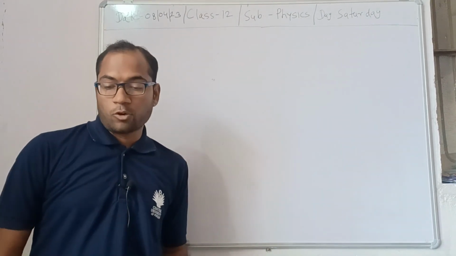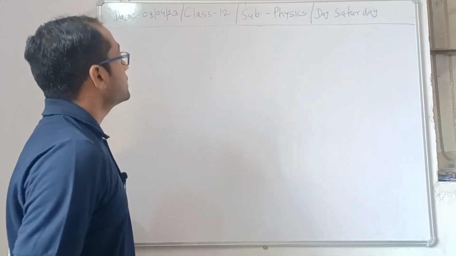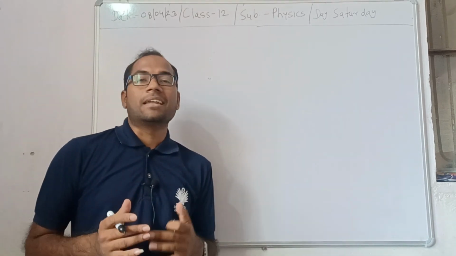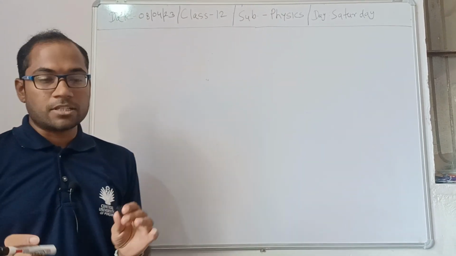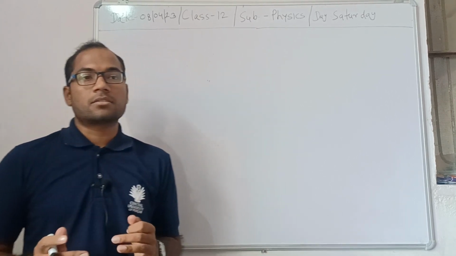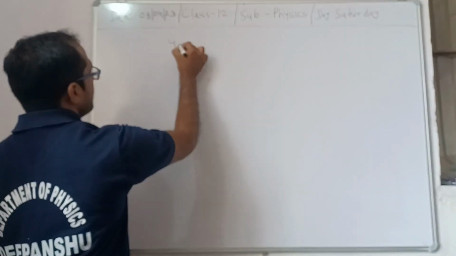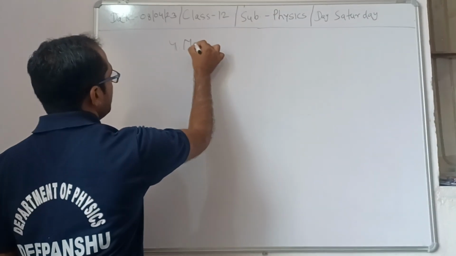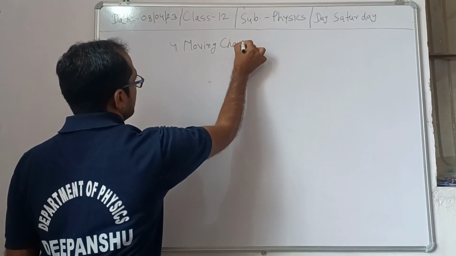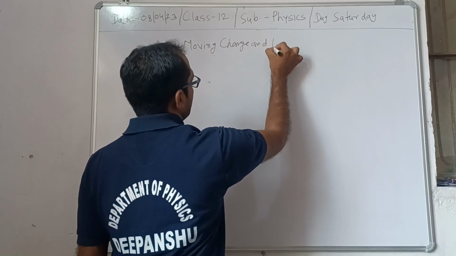Actually, our topic started in the previous lecture. In class 12th, we are discussing current electricity, in our previous chapter. But today we are discussing chapter number 4, and the name of this chapter is moving charge and magnetism.